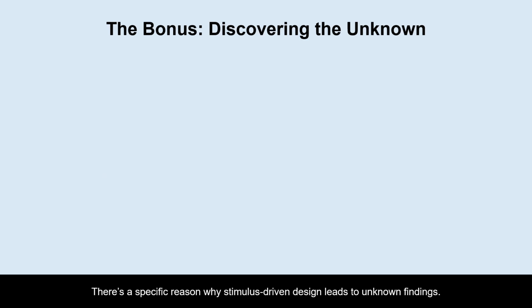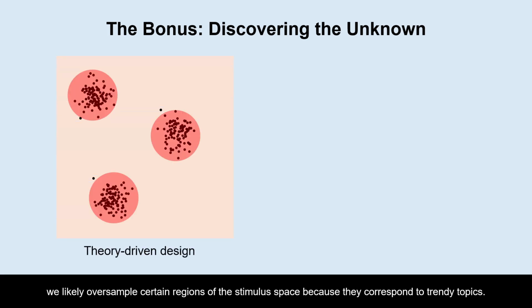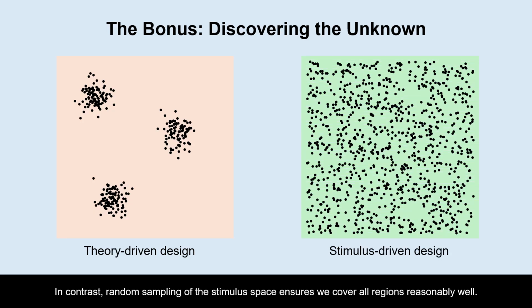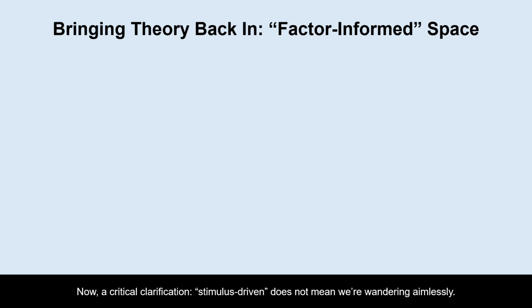There's a specific reason why stimulus-driven design leads to unknown findings. In theory-driven research, we likely oversample certain regions of the stimulus space because they correspond to trendy topics. We could ignore entire regions for years without realizing it. In contrast, random sampling of the stimulus space ensures we cover all regions reasonably well. This systematic coverage can lead to new discoveries.